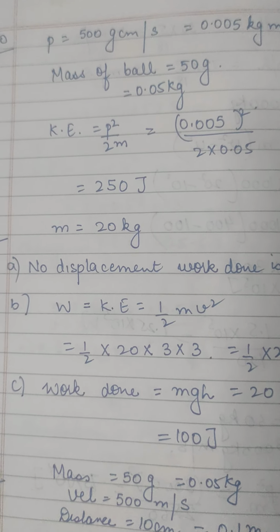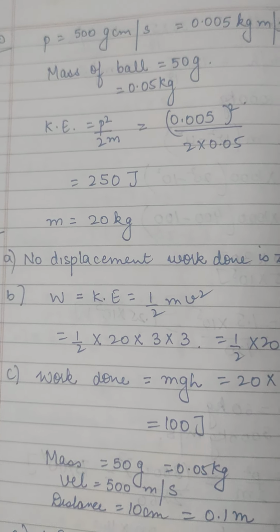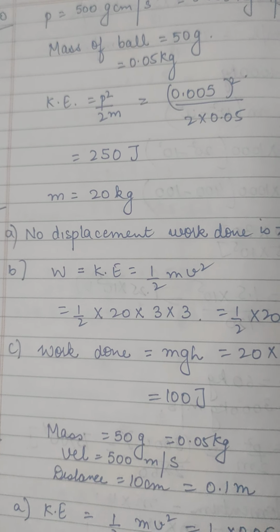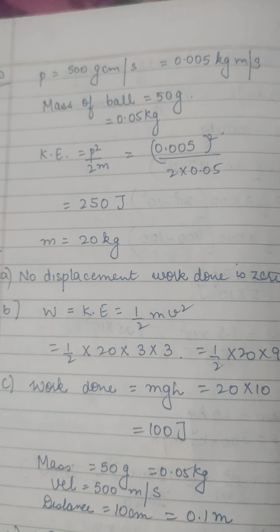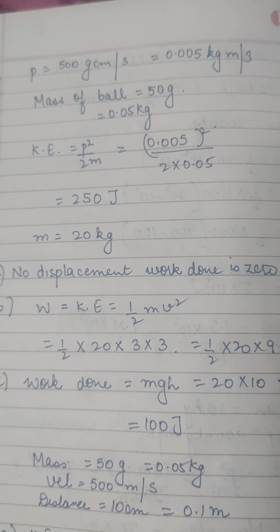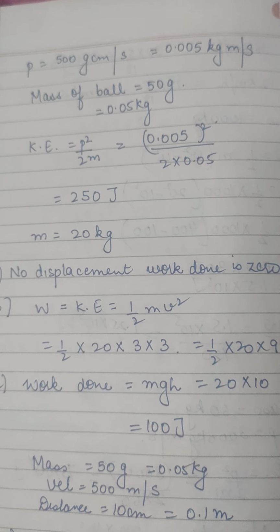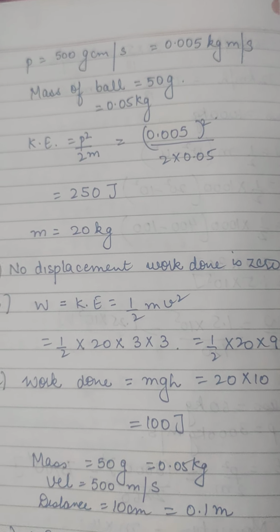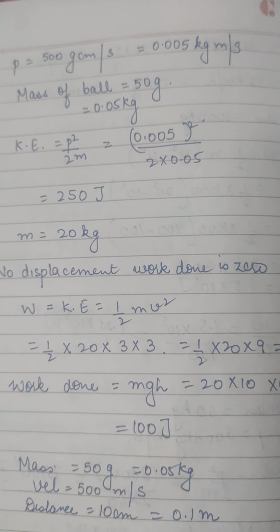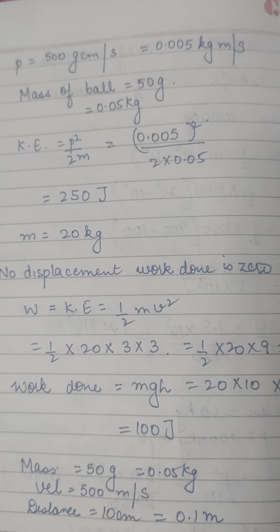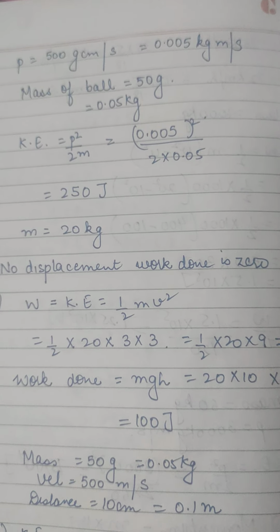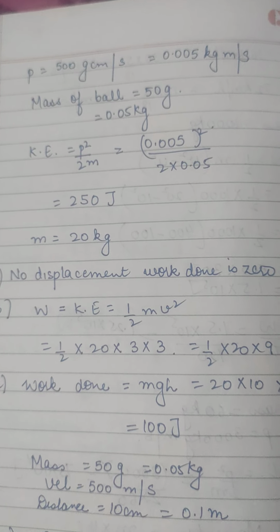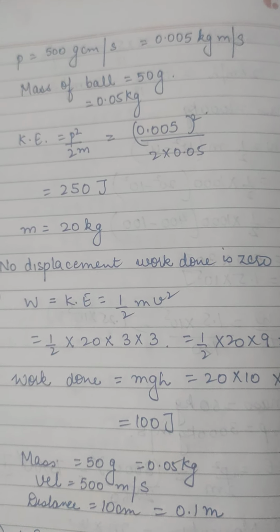20th question. How much work is needed to be done on a ball of mass 50 gram to give it a momentum of 5 kg meter per second? Again, momentum is given to us and mass is given to us. I convert all of them into SI units, momentum in kg m per second and mass in kg. Putting down the values to find out the kinetic energy, it comes out to be 250 joules.